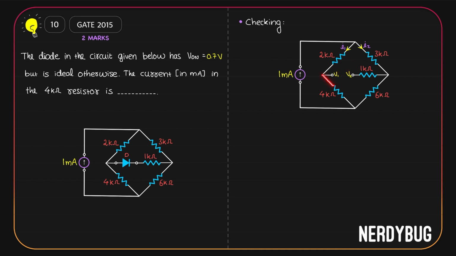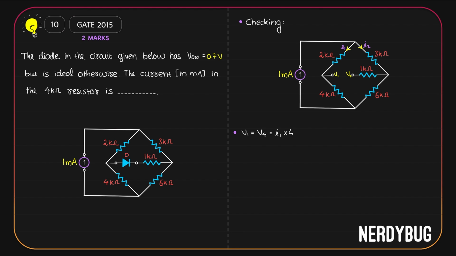V1 will be the potential drop across the resistor 4 kilo ohm. V2 is the potential drop across the 6 kilo ohm. What about the 1 kilo ohm? We don't care about it because there is no current in it, so there is no potential drop across it. Let's do the math. V1 is the potential across the 4 kilo ohm. Current flowing through the 4 kilo ohm is I1, so potential across it is I1 multiplied by 4.